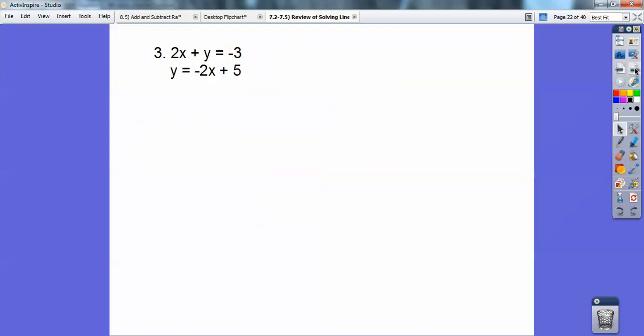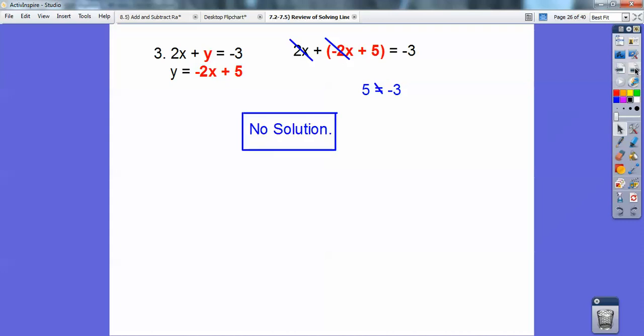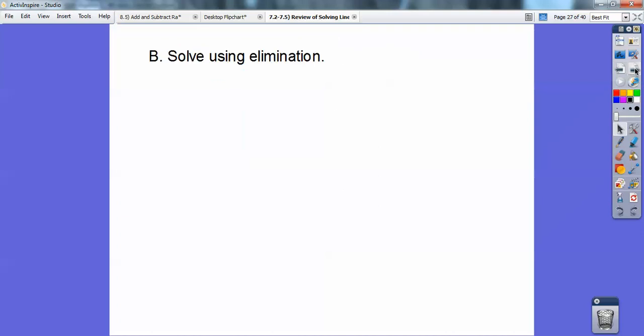Okay, let's try another one. So I'm going to substitute that in for the y in the top equation, and when I do that, 2x minus 2x cancels, I get 5 equals negative 3. 5 doesn't equal negative 3, so that's when it's no solution. Those are just parallel lines, so if we graph those, they'd graph parallel lines. They wouldn't intersect, so there wouldn't be any solution.